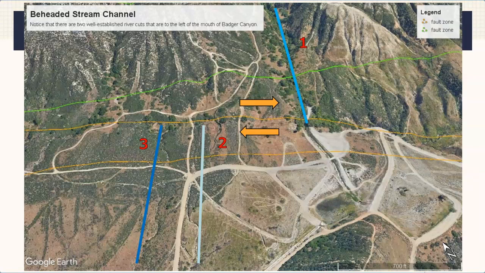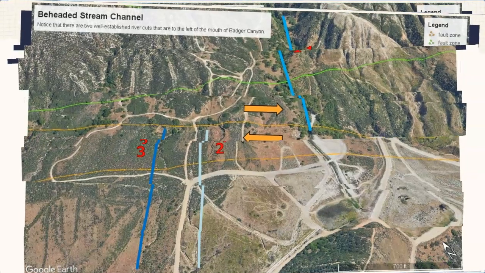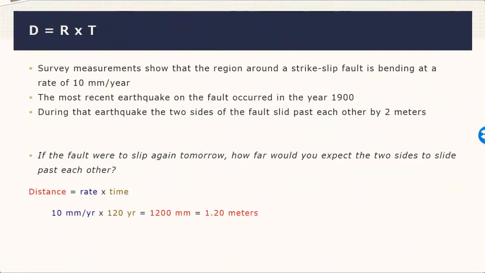In your lab manual, there are more thorough explanations of what I have described, so please go there to read more about these features. In the next part of the lab, you will be calculating slip rates and recurrence intervals.